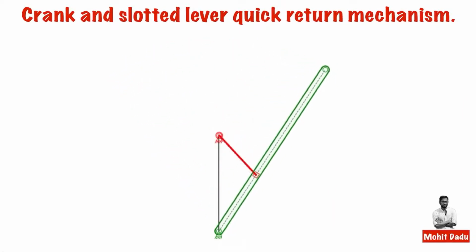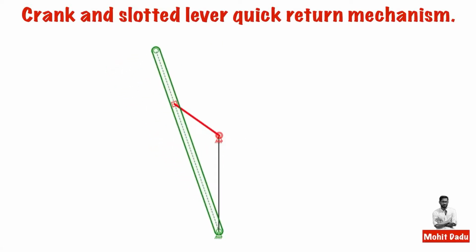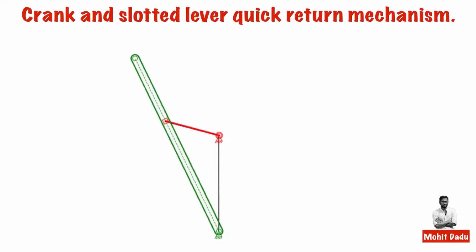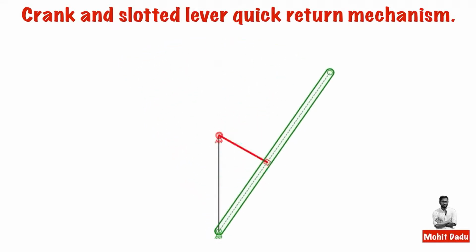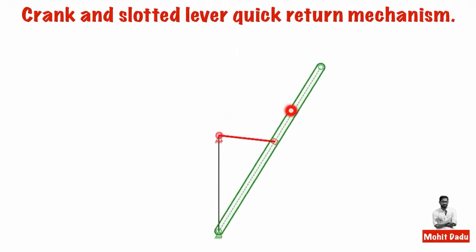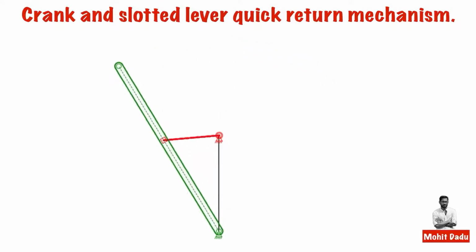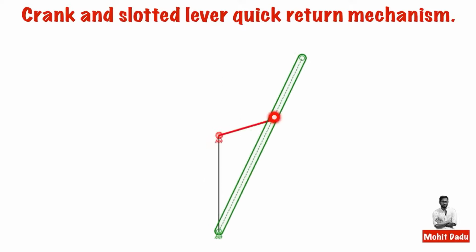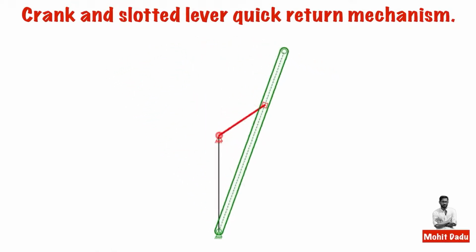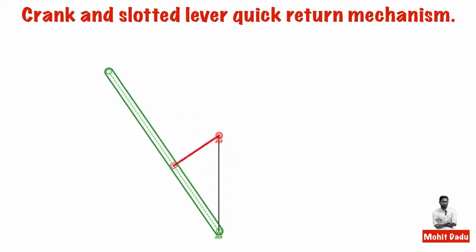Crank and slotted lever means here you can see a crank which is undergoing full rotation. This red element will be the crank which is undergoing this rotation. Slotted lever means the end of the crank is connected to a slider, and the slider is reciprocating inside a lever which is slotted. So within the slotted path the slider is reciprocating. So hence the name crank and slotted lever. This is an inversion of single slider crank mechanism.